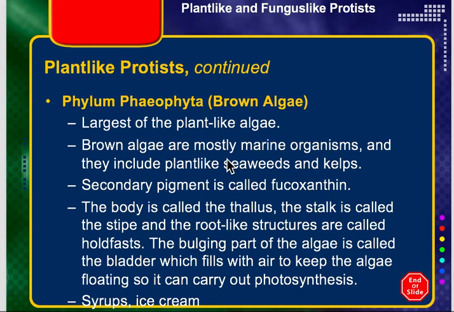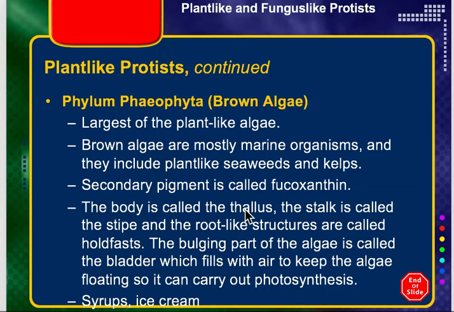Brown algae falls into the phylum called Phaeophyta. And this is the largest of all the plant-like algae. This is the algae that grows to be the tallest. They're mostly marine, and they're usually off of really rocky coast. You see a lot of brown algae off of the coast of California, if you've ever been to California. And these are what are commonly called kelp.